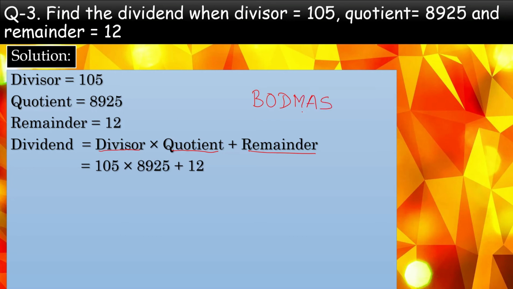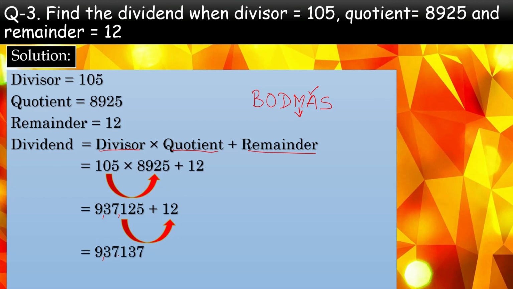you are going to multiply the two numbers 105 and 8,925, which will give you the answer 9,37,125, bringing down 12 in the same format. And then after that, it has to be added. So both the numbers when added will give you 9,37,137. So this number is the dividend.